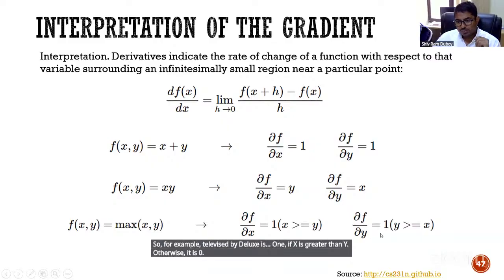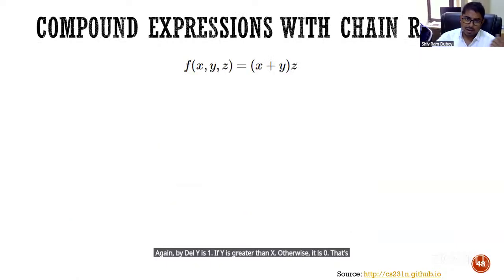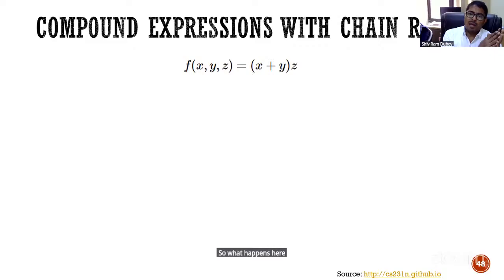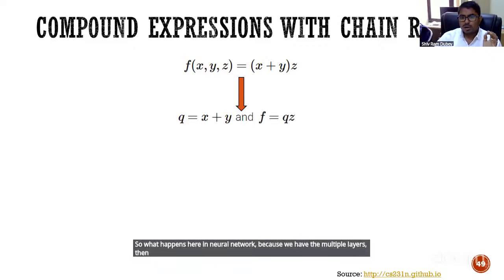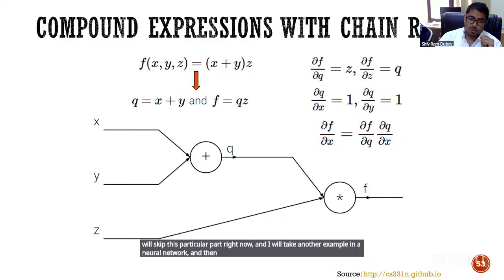Del f by del y is 1 if y is greater than x, otherwise it is 0. That's how we get the gradient here. So what happens in a neural network, because we have multiple layers, is that the chain rule comes in, and using the chain rule we compute it. I will skip this particular part right now, and I will take another example in a neural network, and there I will show what the meaning of that is.